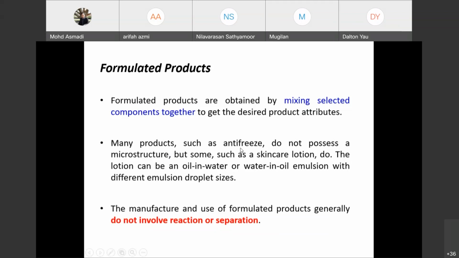Many products such as antifreeze do not possess a microstructure, but some, such as skincare lotion, do. The lotion can be an oil-in-water or water-in-oil emulsion with different emulsion droplet sizes. So in designing this formulated product, it is important to look at the ratio between oil and water. The difference between formulated products, functional products and chemical devices: they do not involve reaction or separation.